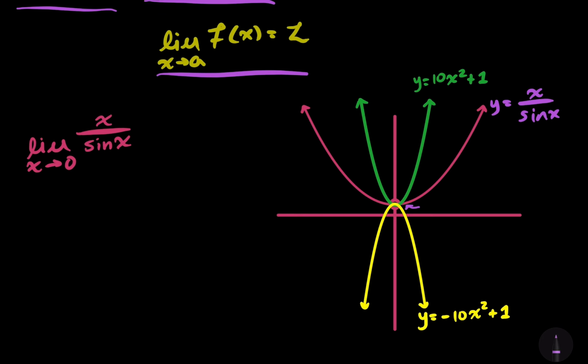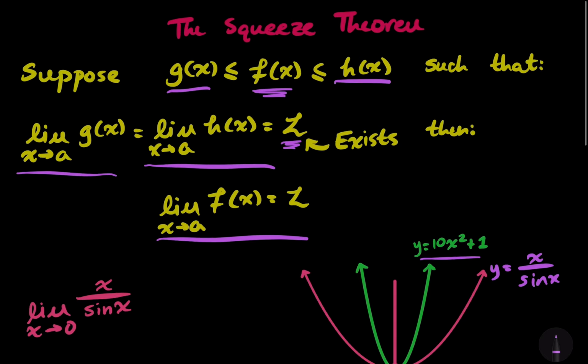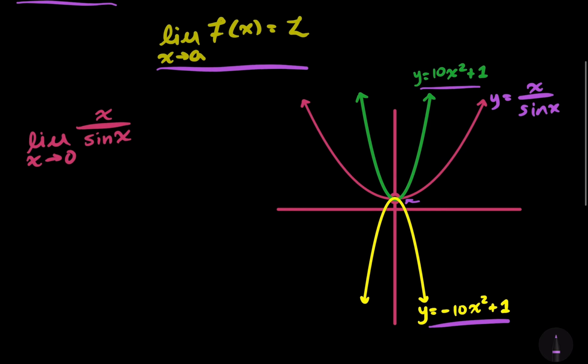So what we can do is find two functions, and I arbitrarily selected these two: y equals 10x squared plus 1 and y equals negative 10x squared plus 1. Based on their graphs, you can tell that x over sine of x is going to be bounded by these two functions, because this initial property holds true for them. So we can take the limit as x approaches 0 of 10x squared plus 1, and we can just use direct substitution because it's a continuous function, so we'll just get 1.